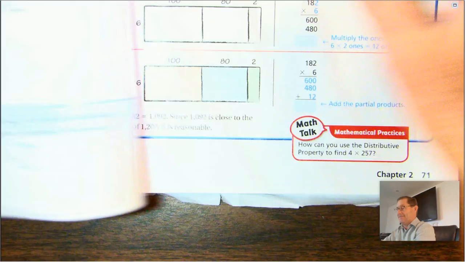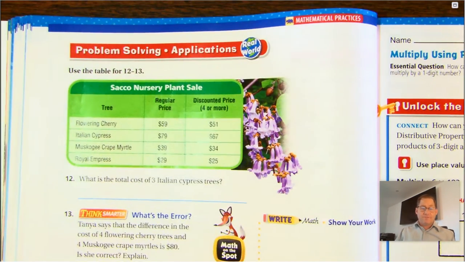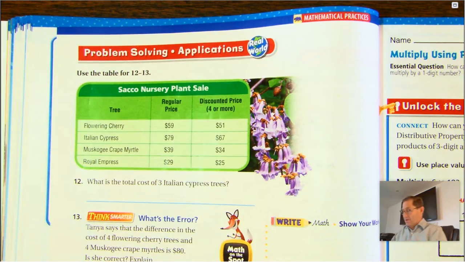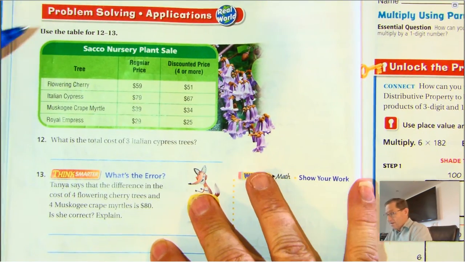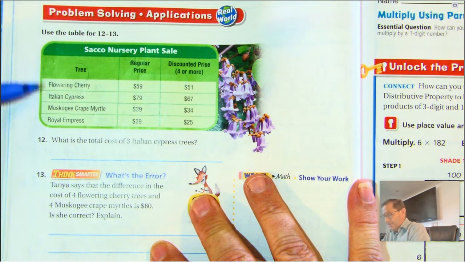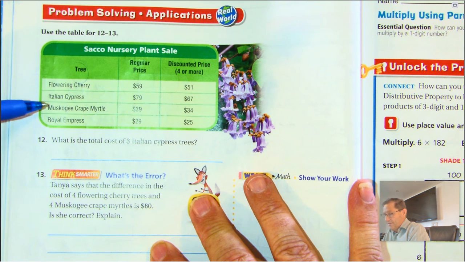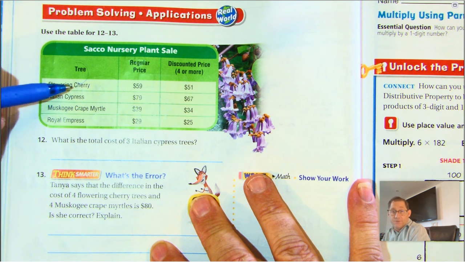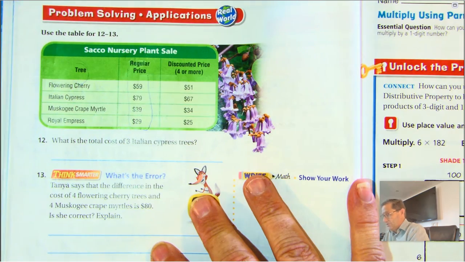Go on to page 70. Use the table for numbers 12 and 13. Okay, so let's make sure we understand the table. Socko nursery plant sale. And so we have trees. Trees are going to be in this column. And they have a flowering cherry tree, an Italian cypress tree, a Muskogee crepe myrtle tree, and the royal empress tree. These are the regular prices for each of those trees.